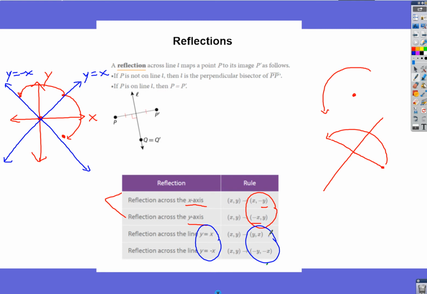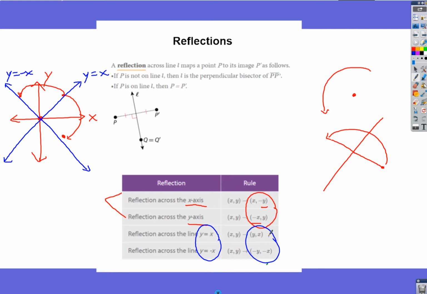If you have to flip over either y equals x or y equals negative x, what do both of those have in common? Both of them require you to change the position of x and y. The y becomes the x, the x becomes a y. The first coordinate becomes the second coordinate, and the second becomes the first. They both require you to flip the x and the y around.